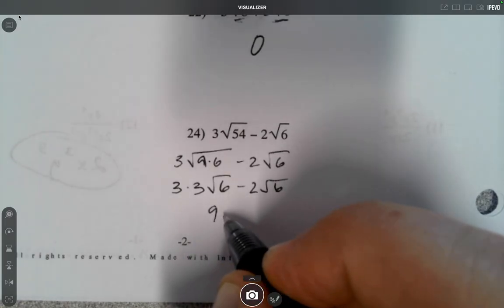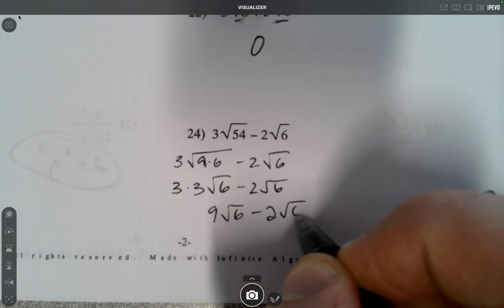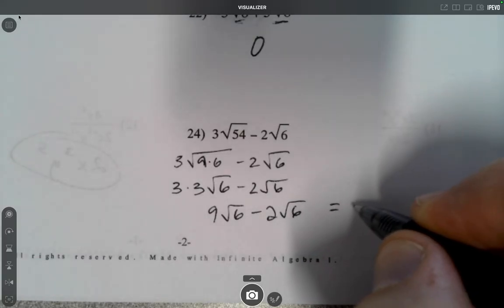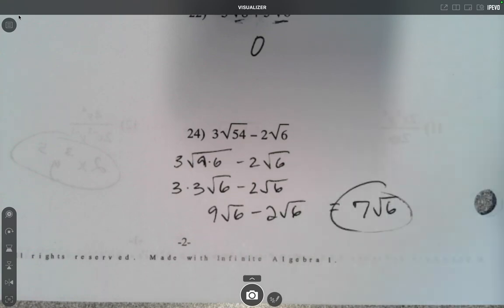3 times 3 is 9. And now we do have like terms. They're both square root of 6's. So 9 minus 2 gives us 7 square root of 6.